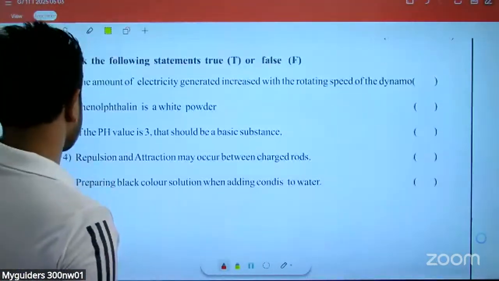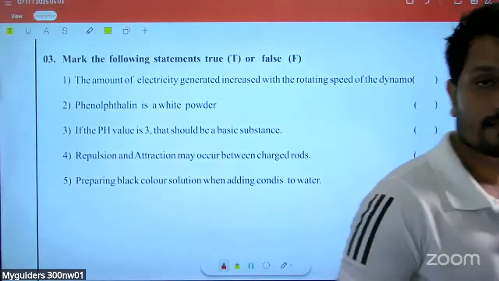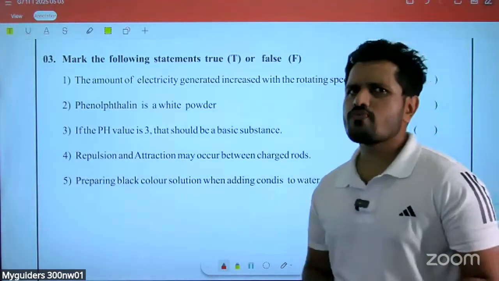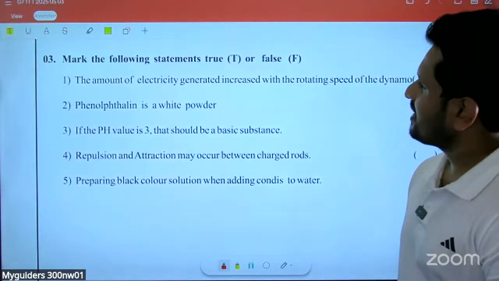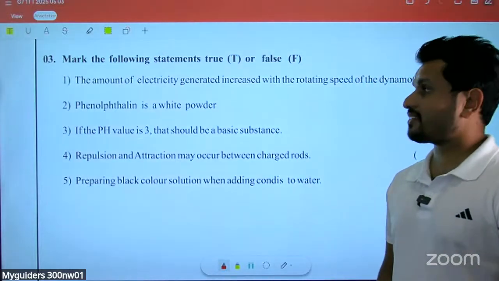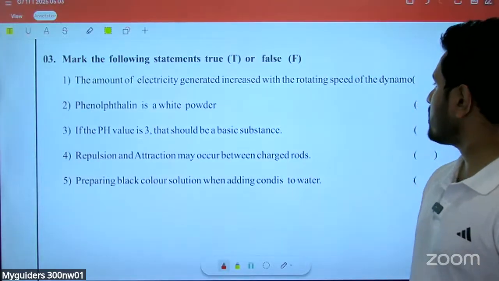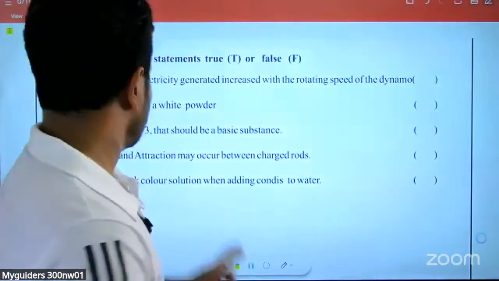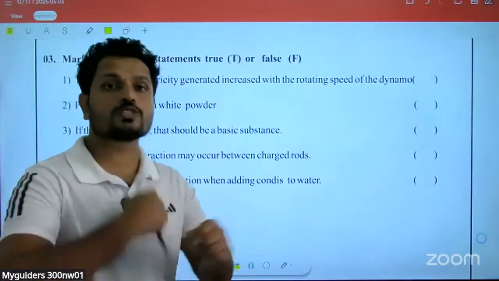Right, last set of questions. Mark the following statements true or false. හරිද වැරදිද කියලා කියන්නයි තියෙන්නේ. Okay, the amount of electricity generated increases with the rotating speed of the dynamo. Is that true?